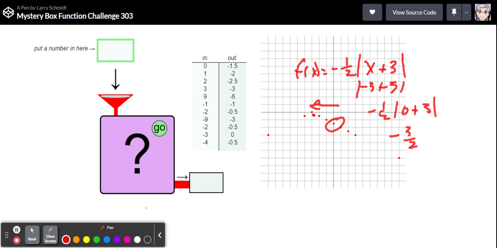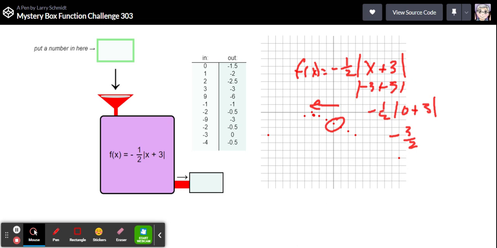Let's go ahead and take a look. Yeah, -1/2 times the absolute value of x plus 3. And let's graph that as well. A very shallow, wide, downward facing V.